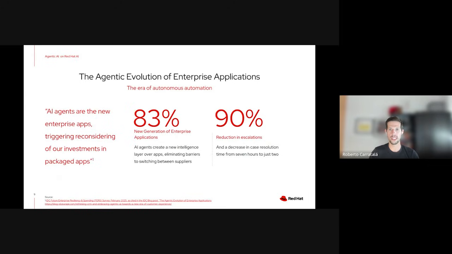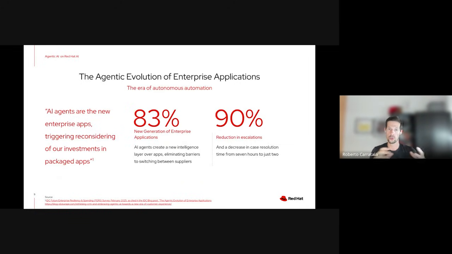Also, more than 80% of companies said that they believe that AI agents are the new enterprise apps, triggering a reconsideration of our investments in packaged apps. So agentic AI is not just an add-on, it is poised to redefine the enterprise application, making it more integrated and more intuitive. And another recent IDC survey said that more than 83% of companies believe that AI agents create a new intelligence layer on top of the app. We have the traditional app, and on top of it the AI agent, eliminating barriers to switching between suppliers.